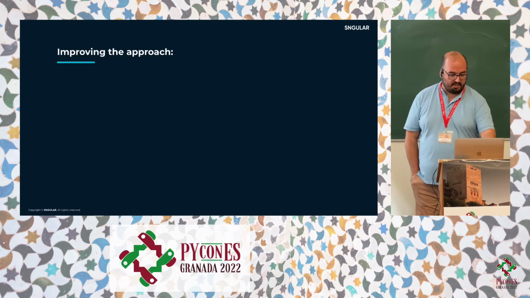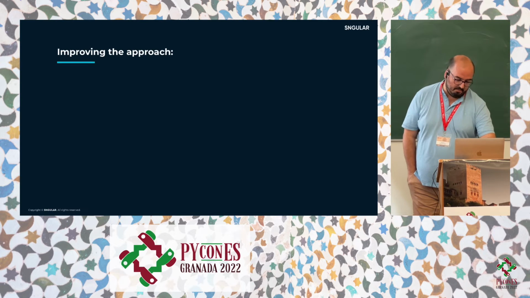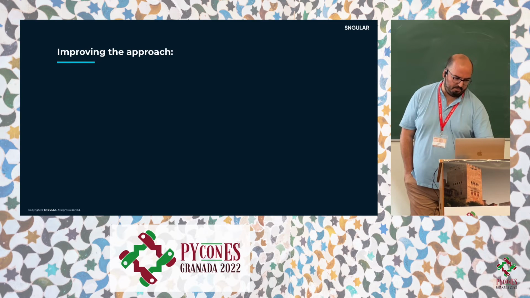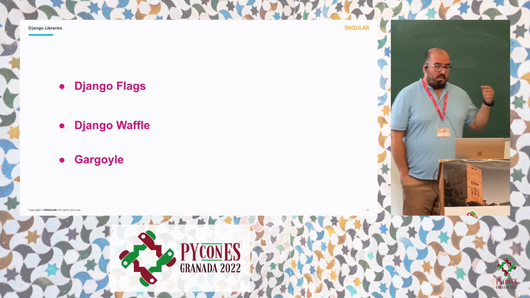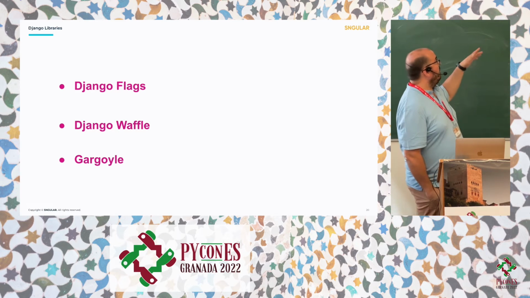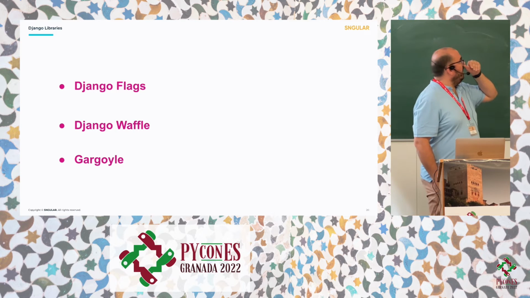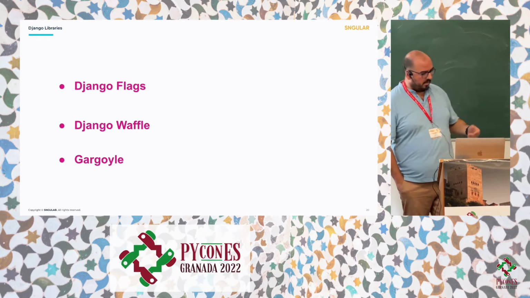Okay, the first improvement, or the first way that people improve this approach, when people discover feature flags, is they start to use some of those libraries. I find them, but they are limited too.